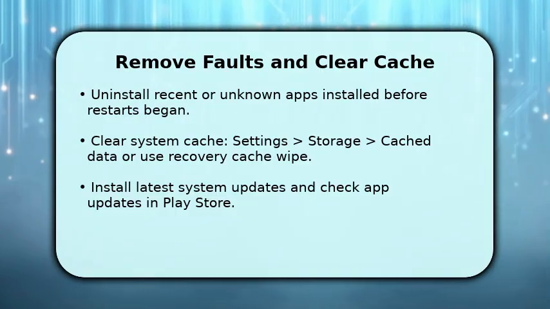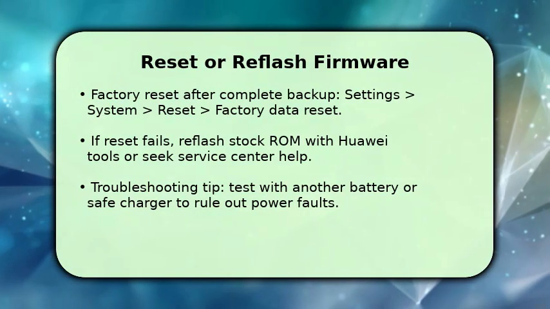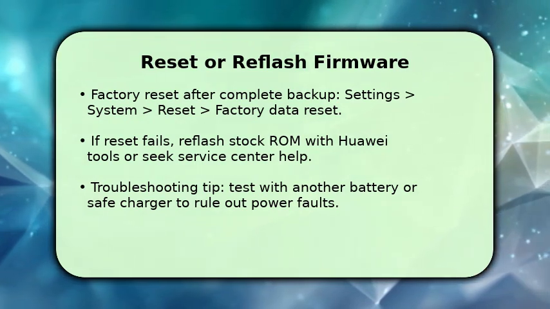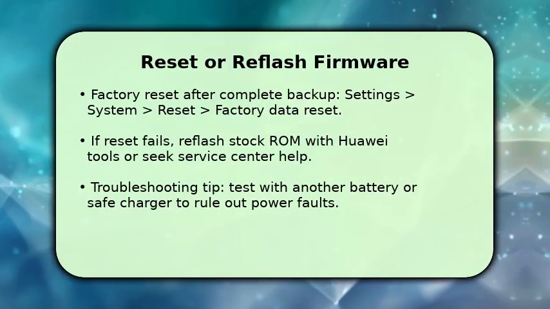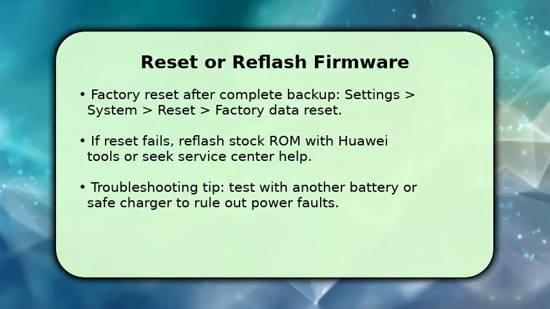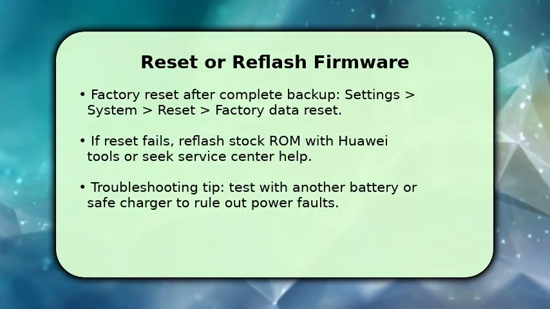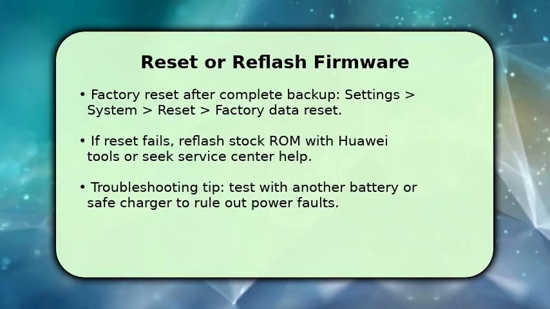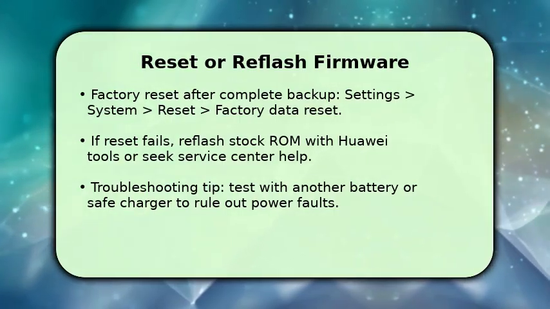You can perform a factory data reset from settings system reset, but only after confirming your backup is complete because this erases user data. If restarts continue post-reset, reflash the stock firmware using Huawei recovery tools or visit an authorized service center to avoid warranty voiding. Make sure to test with another battery or a known good charger to rule out power issues. If problems stop, you have a hardware fault rather than a software one.